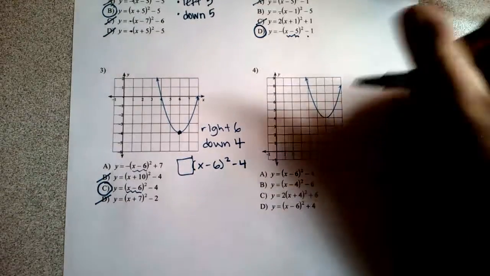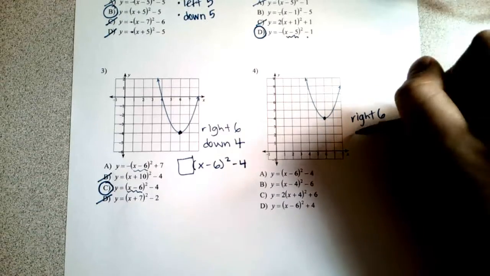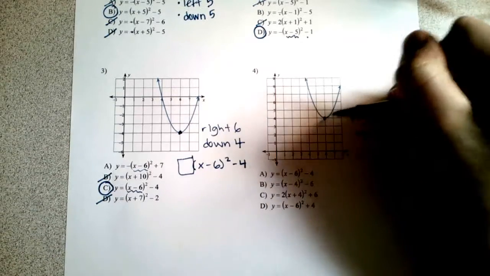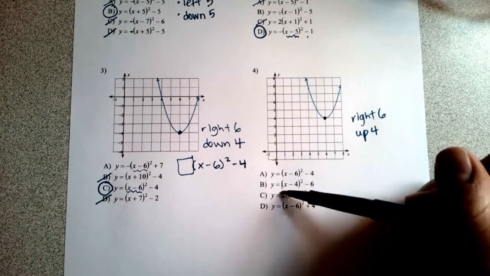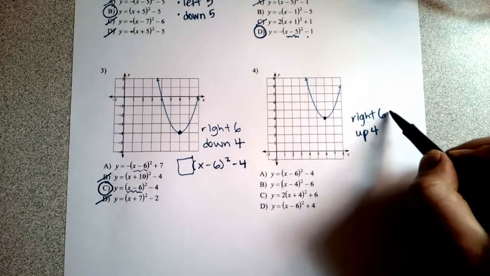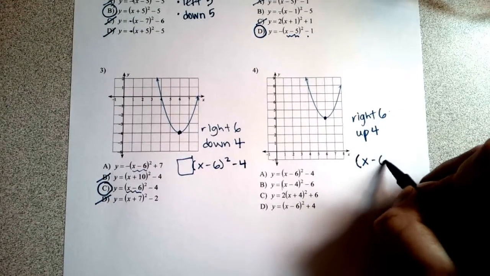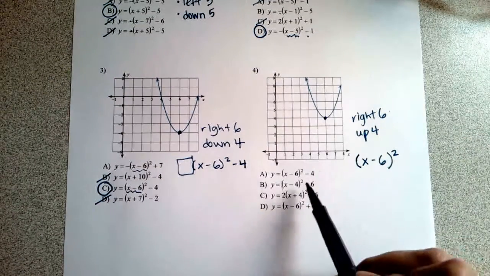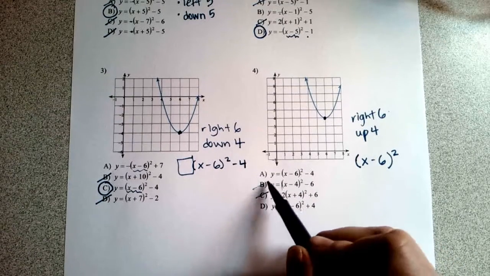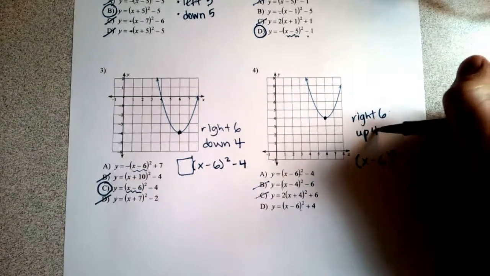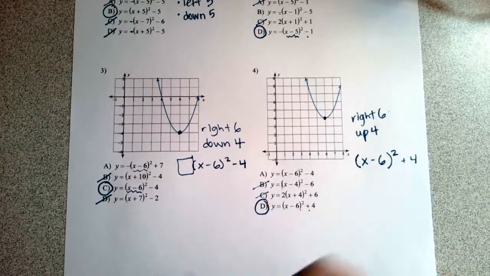Okay, last one. This new vertex is right 6, up 4, and it still opens up. So we should not have a -a value. None of these do. Right 6 tells us we should have (x - 6)² in our equation. So that looks like options A or D would be good. And then moving up 4, we should have +4. So that is option D.